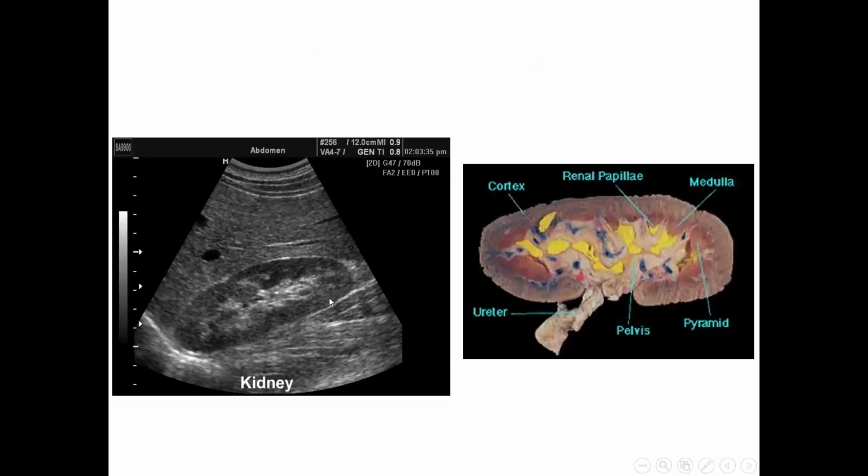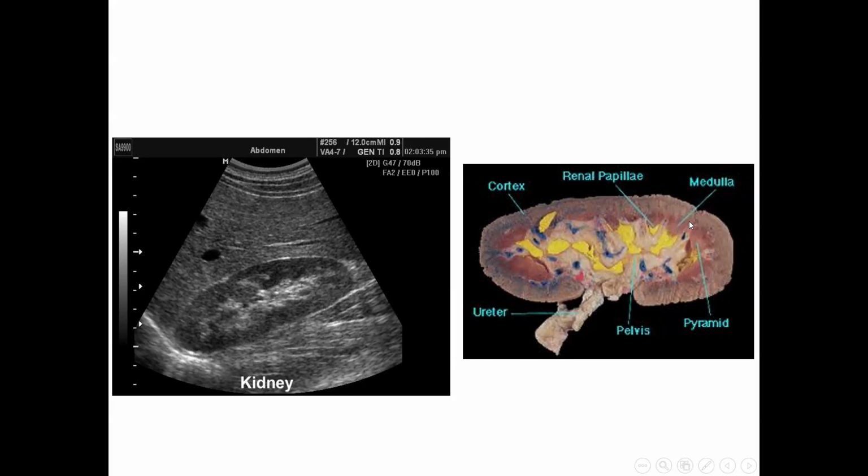Okay, so this is what we saw initially. As I said, the central part is white. Why? Because of this sinus fat. The yellow is the fat. That is why you have these bright areas. Now, if you concentrate, you can also see the cortex and the medulla, the pyramids. The darker pink areas are the pyramids, and these are the papillae.